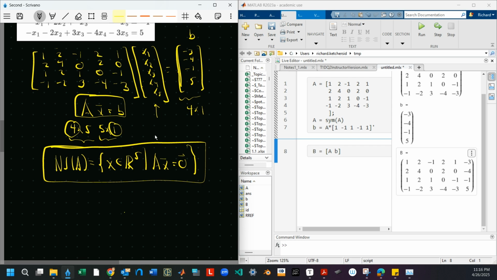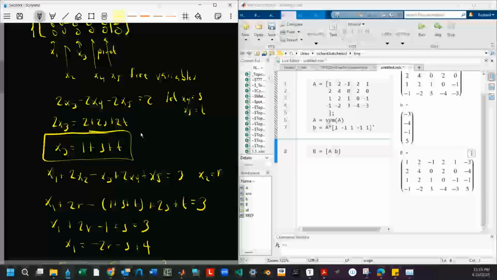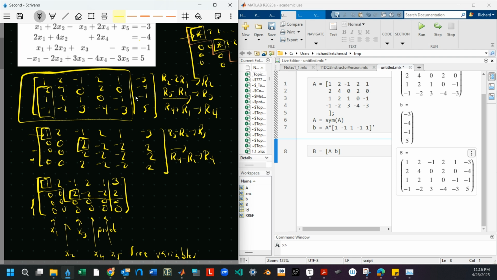Good. Okay, so let me just do a little bit of this stuff in MATLAB too, just to show you how it's done. So this was my original matrix. Here's my original matrix. Let me just blow this up.